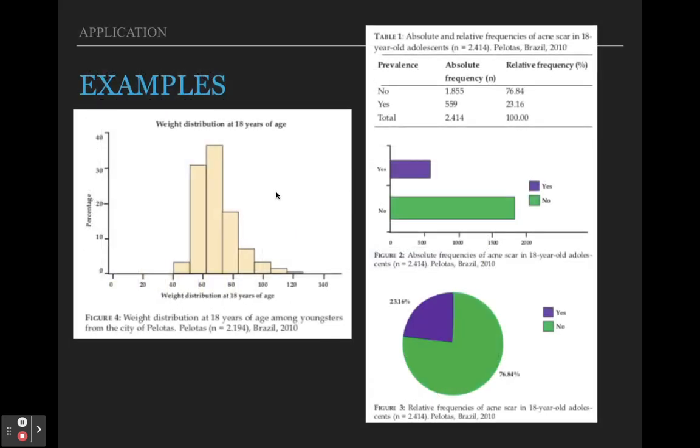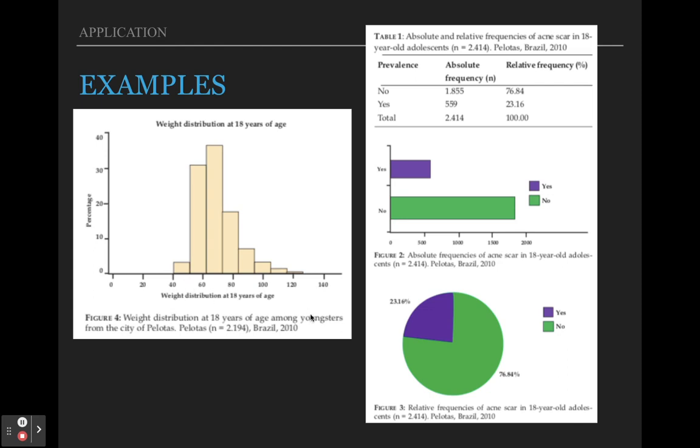So here are some examples of what I would call good graphs. They're clear, they're self-explanatory. They have a title, weight distribution at 18 years of age. The axes are labeled, percentage. They both start at 0 here, which is a good thing. Weight distribution at 18 years of age and percentage. So maybe about 4% of these individuals weighed between 40 and 50.